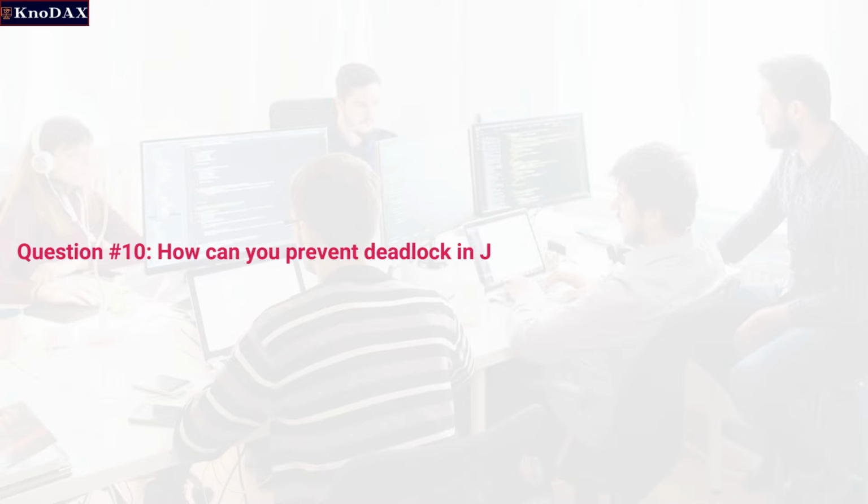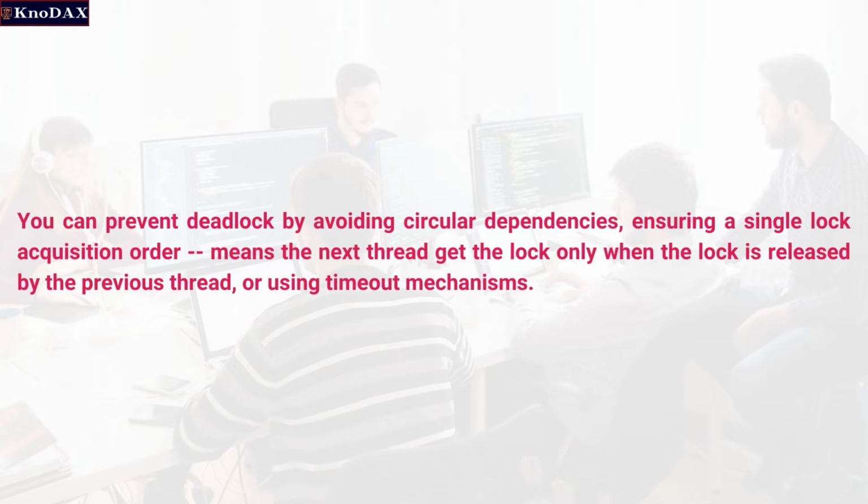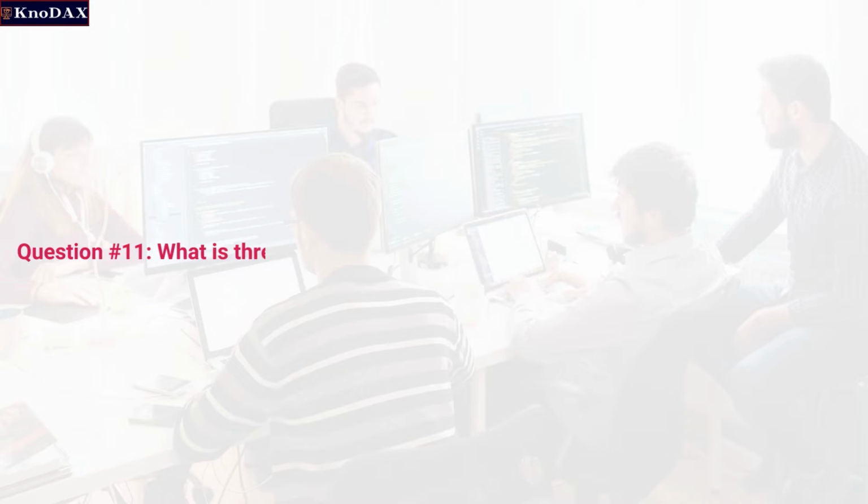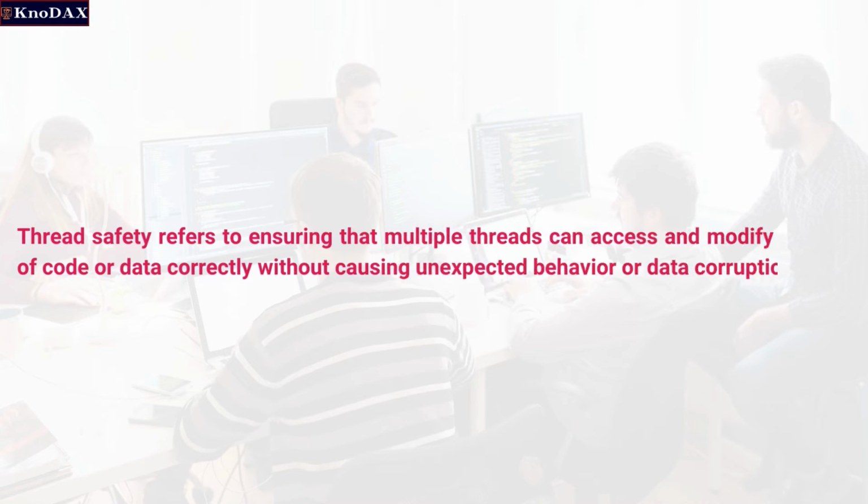How can you prevent deadlock in Java threads? You can prevent deadlock by avoiding circular dependencies, ensuring a single lock acquisition order, which means the next thread gets the lock only when the lock is released by the previous thread, or using timeout mechanisms. What is thread safety in Java? Thread safety refers to ensuring that multiple threads can access and modify a piece of code or data correctly without causing unexpected behavior or data corruption.